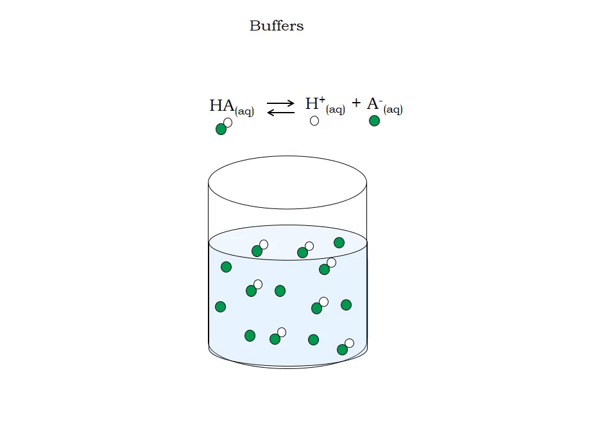So you see we have a mixture. There are 7 HA molecules in our little beaker here, and there are 7 A minus ions. So it's an equimolar mixture in this case, just like the one you made in lab, but it doesn't have to be equimolar. It just depends on the pH that you're looking for.